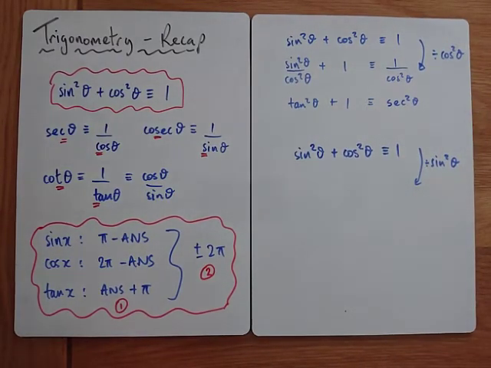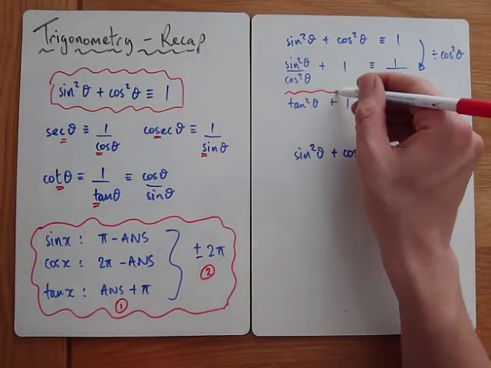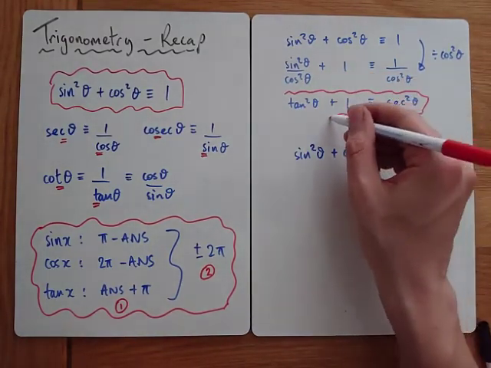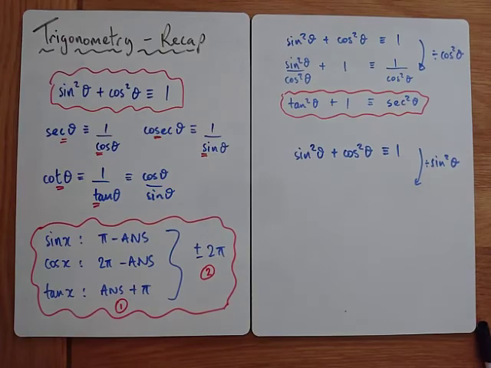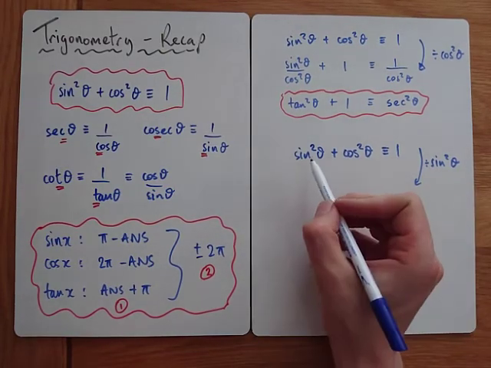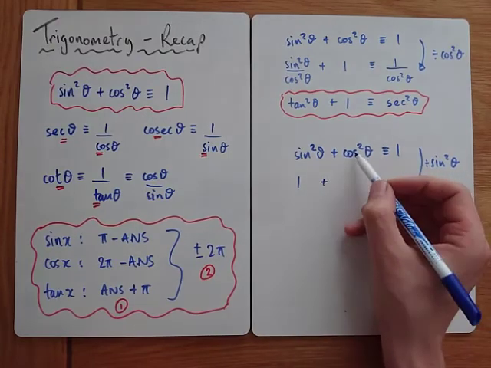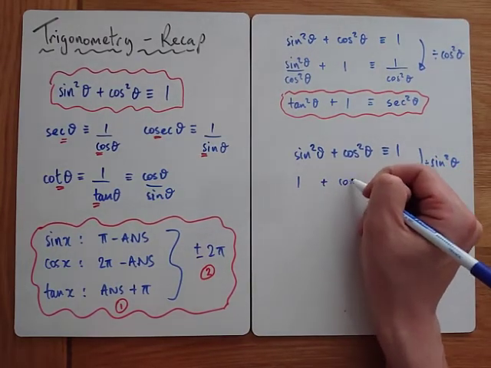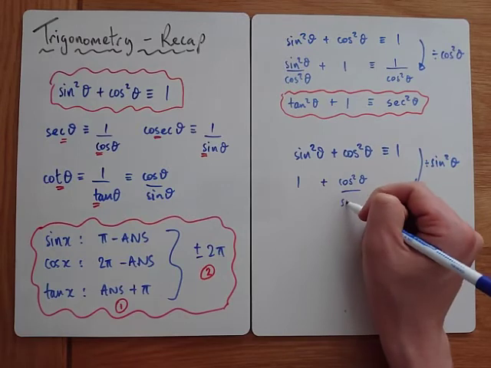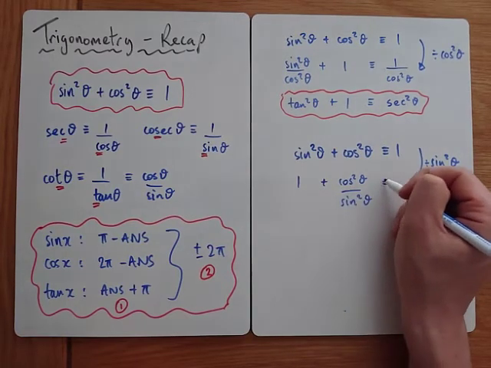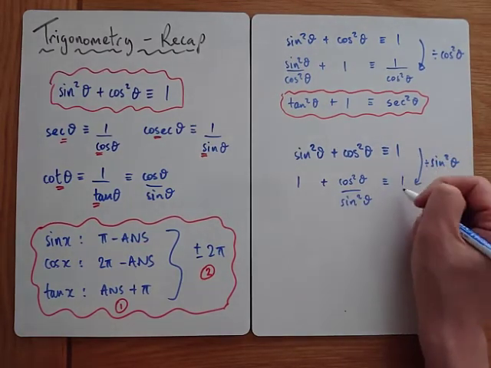And it is going to be important that you remember that identity. You're going to be using that a lot in A-level maths and in further maths as well. Okay, next one. Divide everything by sine squared. So sine squared divided by sine squared is 1. Cos squared divided by sine squared. And 1 divided by sine squared.